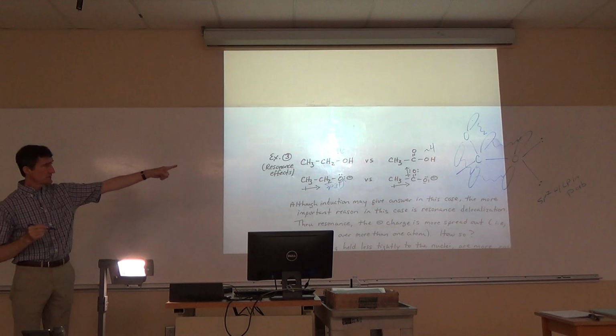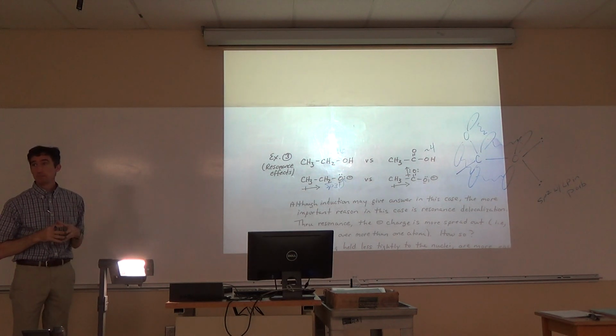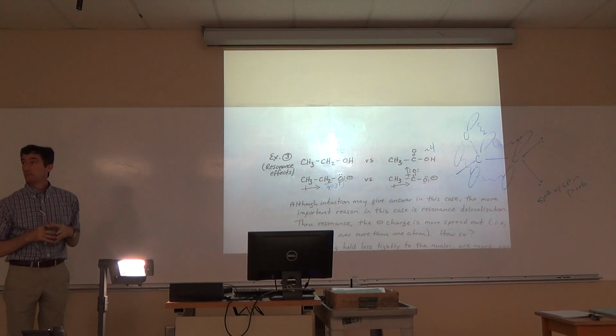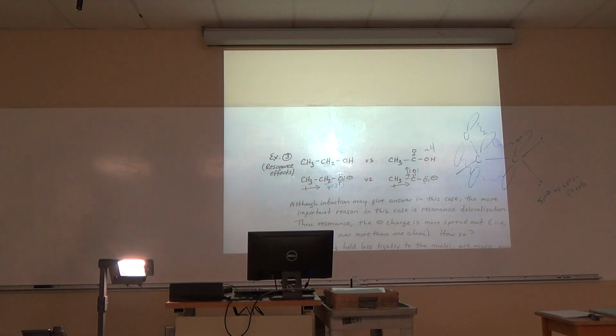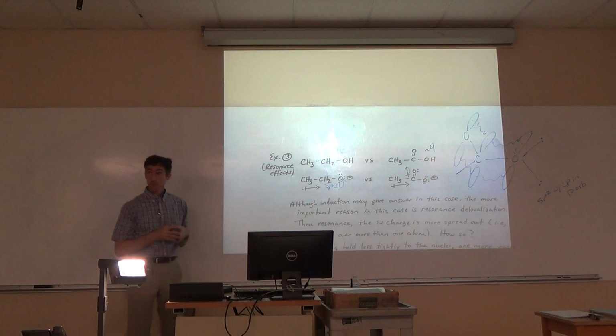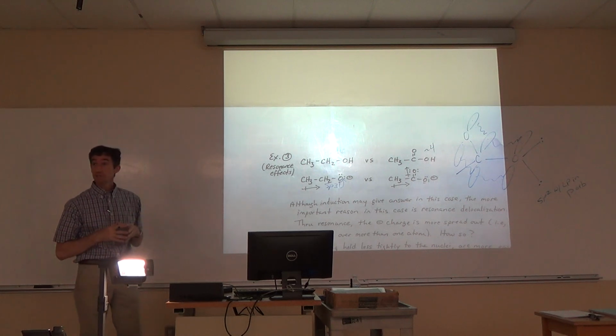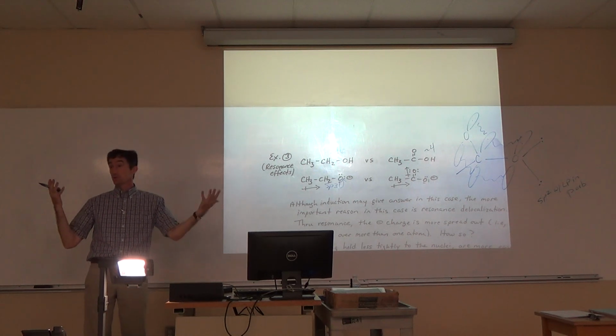How much more acidic is the acid? 10 to the 12. What is that, 100 gazillion? The carboxylic acid is 100 gazillion times more acidic than the alcohol. Right? Why? Resonance, because the anion is resonance stabilized. It's so much more willing to be formed.